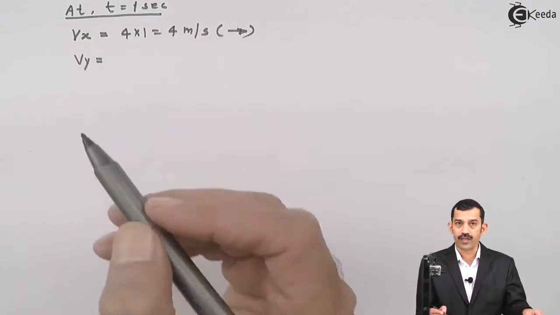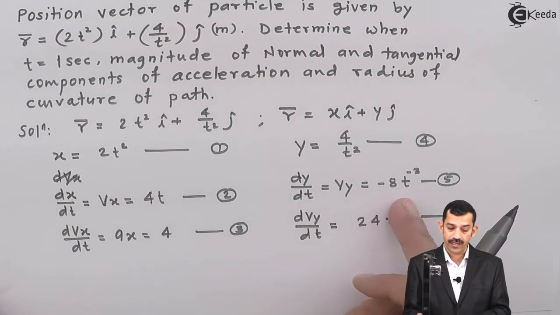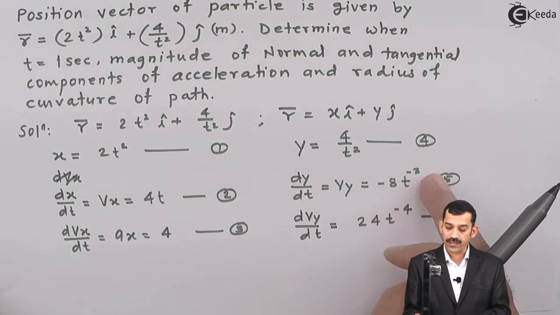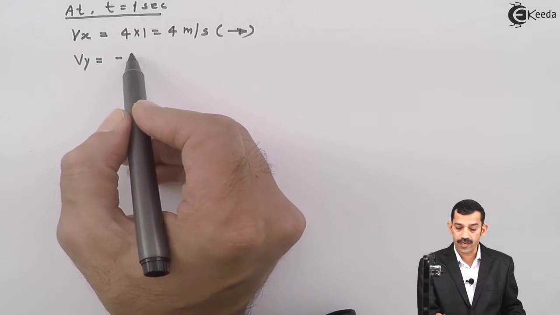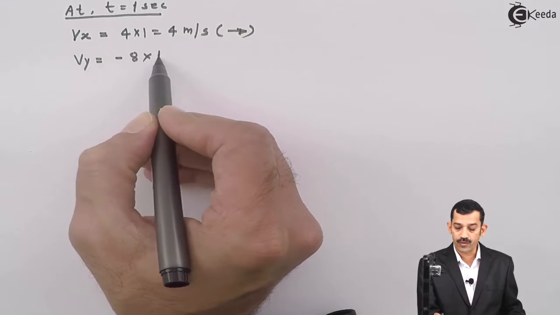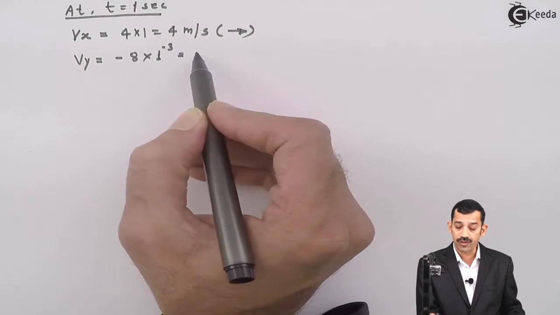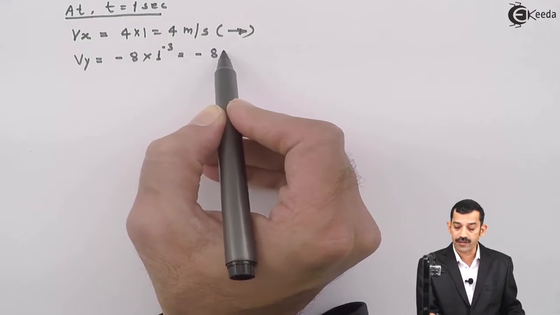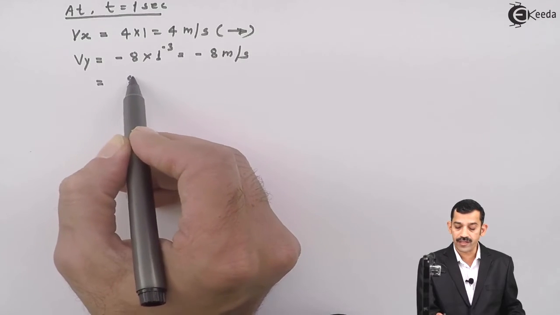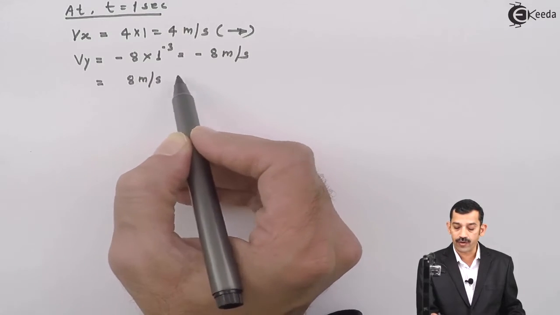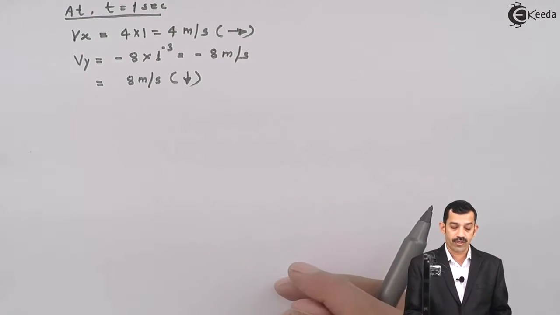Similarly, Vy. You can see the Vy equation, what we are getting here is minus 8t raised to minus 3. If we substitute the values, what will we get here? Minus 8 into 1 raised to minus 3. That means this Vy comes out to be minus 8 meters per second. The negative sign represents what? It is 8 meters per second, y component, that means downward.